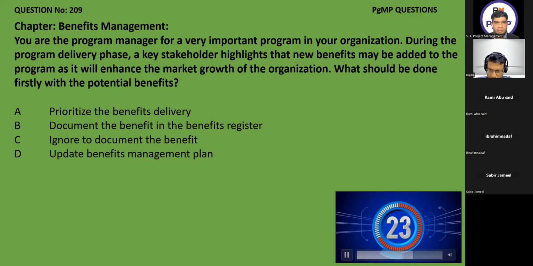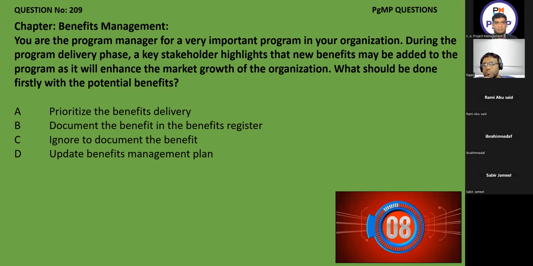Ibrahim, please read the question. So the last line is like, what should be done firstly with the potential benefits? Shall I read from the start? Yes, yes. So you are the program manager for a very important program in your organization. During the program delivery phase, a key stakeholder highlights that new benefits may be added to the program as it will enhance the market growth of the organization. What should be done firstly with the potential benefits? Prioritize the benefit delivery, document the benefit in the benefit register, ignore to document the benefit, update benefit management plan.